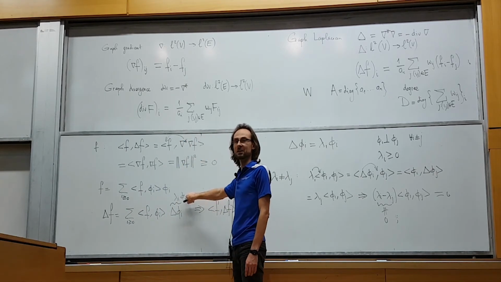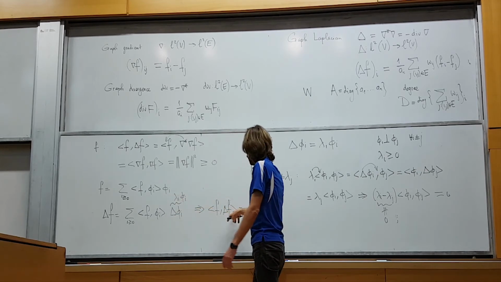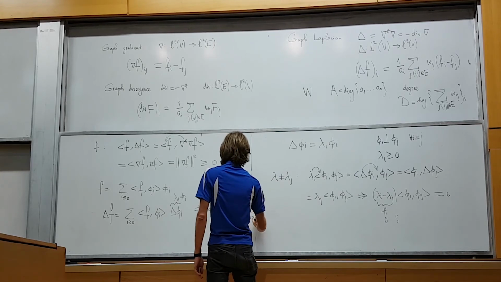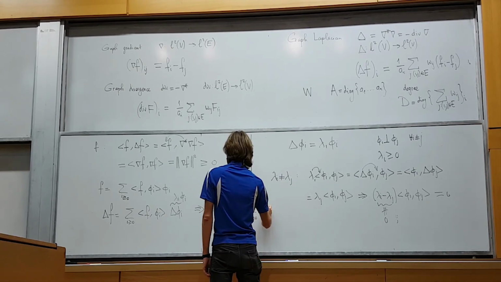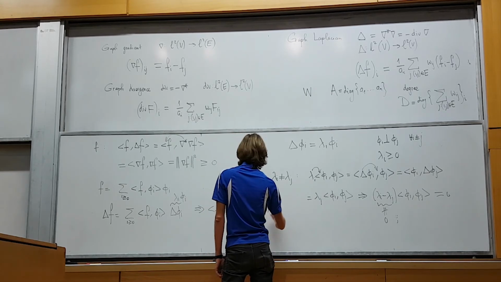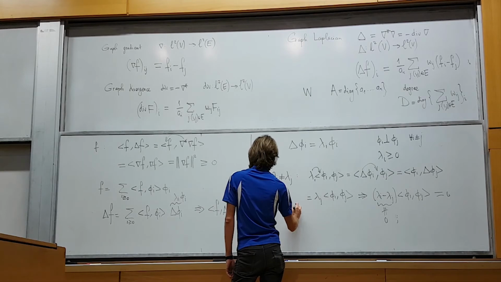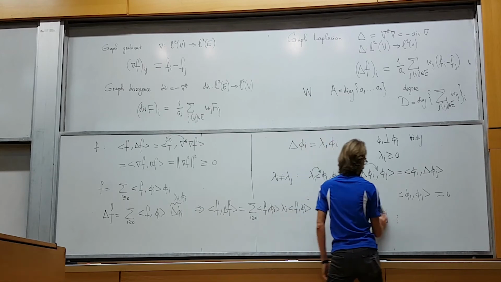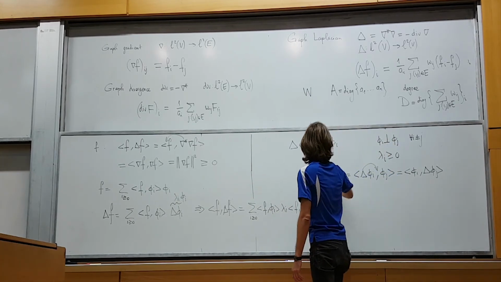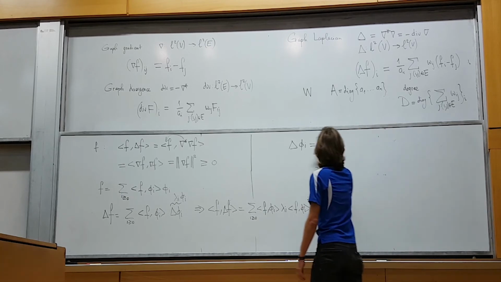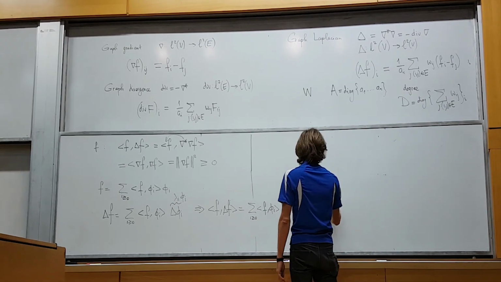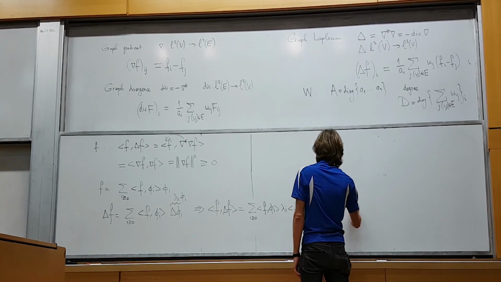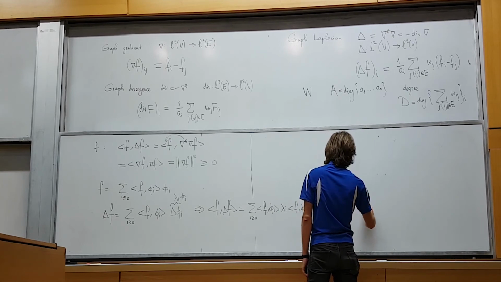So I will just need to substitute this expression in the place of Laplacian of f. I will have a sum over I, f inner product with phi I, lambda I, again f inner product with phi I. Okay? And if I write it like this, it is lambda I and some non-negative expression, right? It's f inner product with phi I squared.